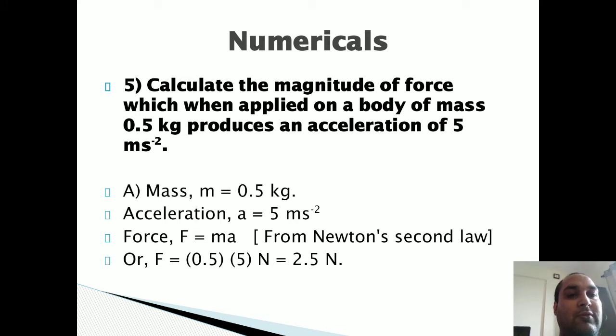Now the fifth one: we have to calculate the magnitude of the force applied on a body of mass 0.5 kg which produces an acceleration of 5 meter per second square. So mass is 0.5, acceleration is 5. F equals m into a, mass into acceleration. So 0.5 into 5, we will get the answer as 2.5 Newton.